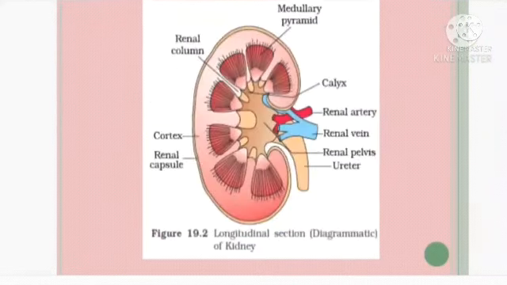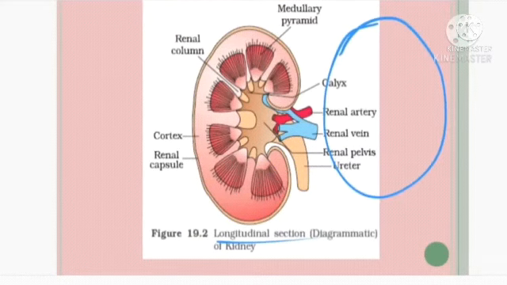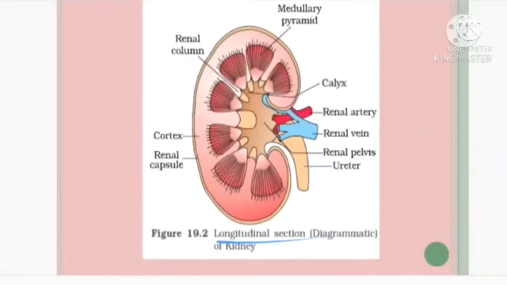Okay. Now moving on to the structure of the kidney, the internal section or the longitudinal section. Longitudinal section means if this is the kidney, you are cutting it from the top to the bottom, and inside, the kidney structure will be somewhat like this. The kidney is divided into two portions. The outer part we call the cortex, and the inner part we call the medulla.